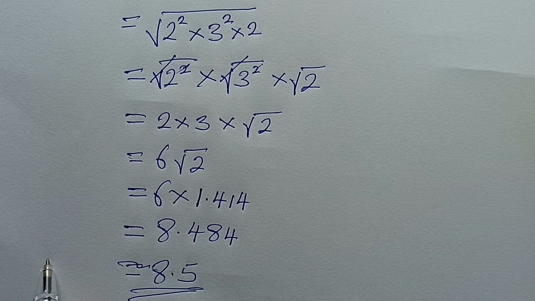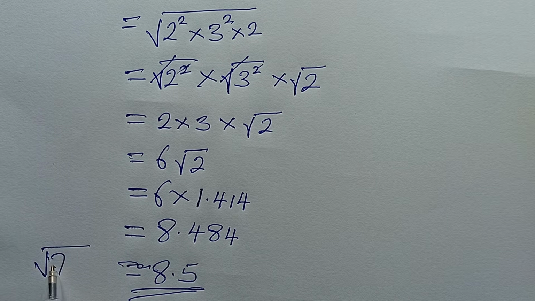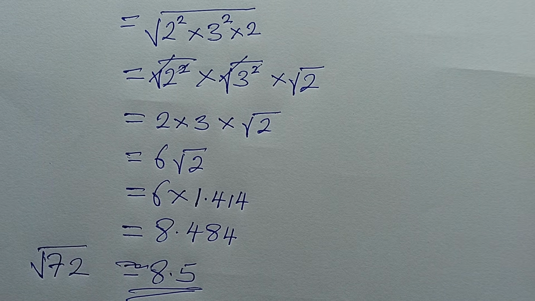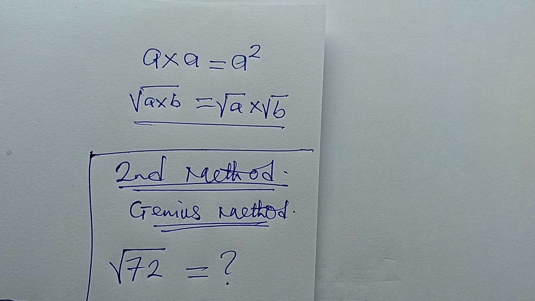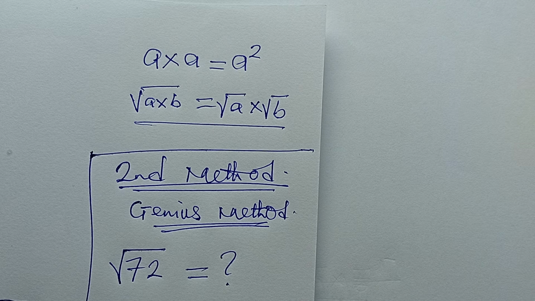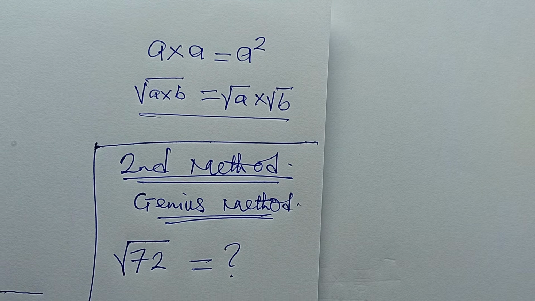So we now say that the square root of 72 is equal to 8.5. Good. Now this is a long method of solving this, and this is for elementary. But the genius method of solving this, how do we handle this? It is very easy. So let's look at the second method. The second method, I call it the genius method of solving this. All we just need to do is a simple arithmetic.